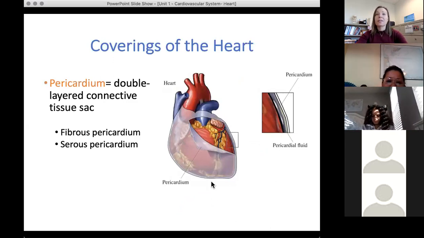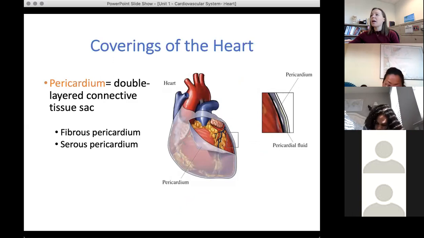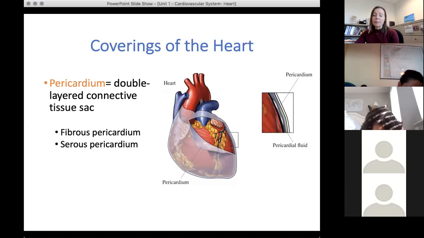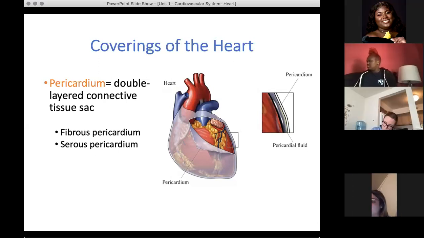The heart is covered by a membrane that's called the pericardium, and this is the next part of the outline. The pericardium consists of 2 layers. It is made of connective tissue. Those 2 layers are listed in your outline: the fibrous pericardium and the serous pericardium. The fibrous pericardium is the outer layer, and it's really tough, thick connective tissue. Its function, because it's so thick, is to protect the heart and to help anchor it in place.